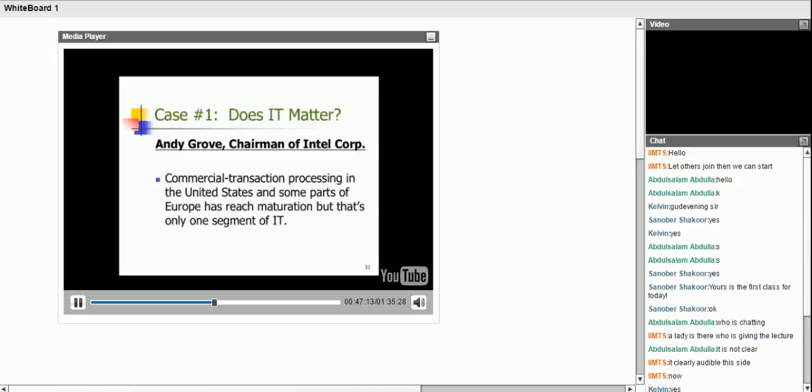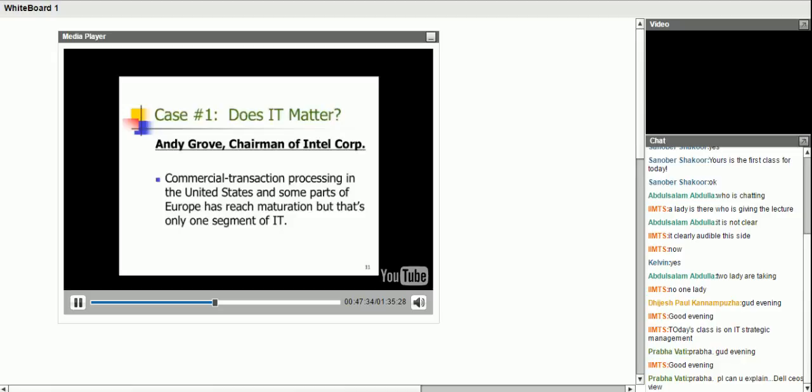But it goes through a bunch of different scenarios in terms of comparing, is everybody inconsistent? All these CIOs and CEOs, are they consistent with what their views are in terms of IT? Does it matter? Or can we do without information systems? And so commercial transactions processing in the United States and some parts of Europe reaches, what does that say? Maturation. It becomes mature, but that's only one segment of IT.